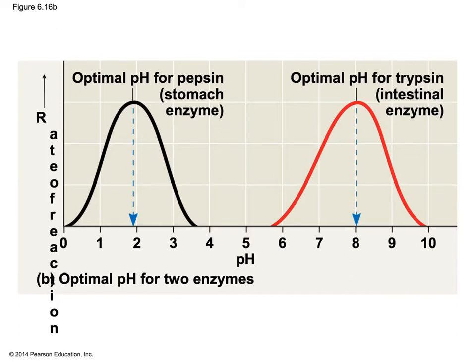Questions on optimal pH, optimal temperature? These are ways of regulating enzymes even in the human body in different areas. Okay? And each enzyme protein has its optimal, meaning its highest or greatest activity, at that optimal temperature and pH.